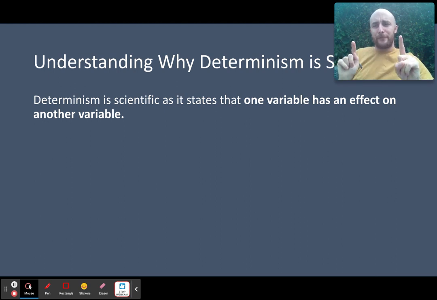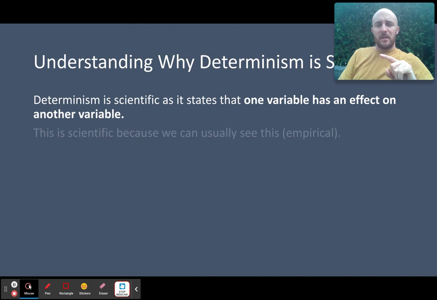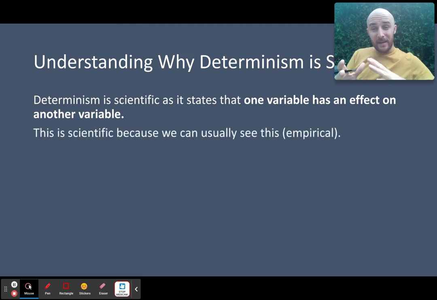One variable affects the other variable. Now, the reason why this is scientific is because we can usually observe this, i.e., it is empirical. That's what empirical means. Basically, it's an observable phenomenon. So, for example, if you have schizophrenia, one of the causes of schizophrenia is that you have too many D2 receptors, too many dopamine receptors in your brain. That's biologically determined, right? Because it's in your brain.